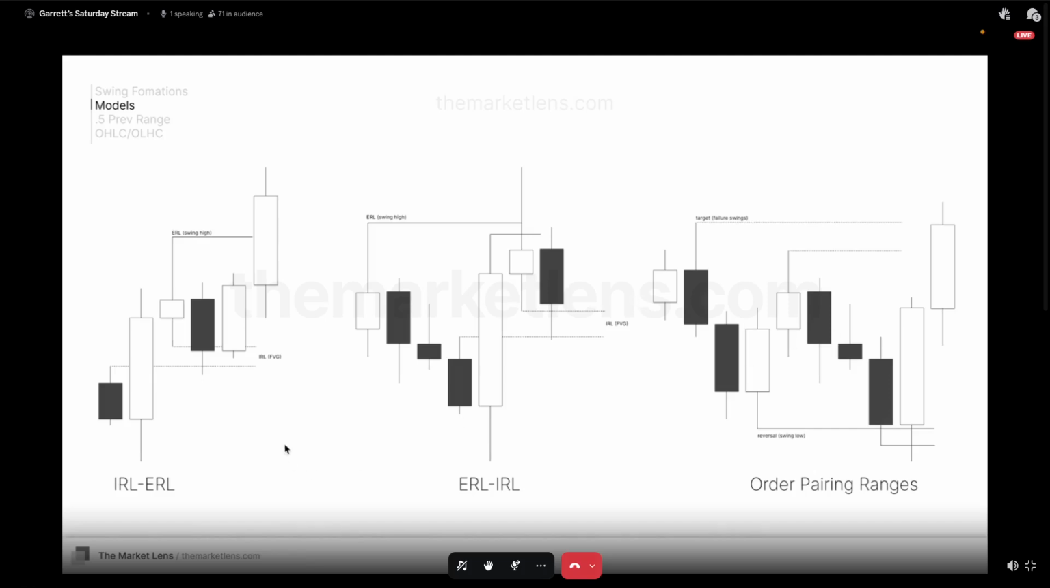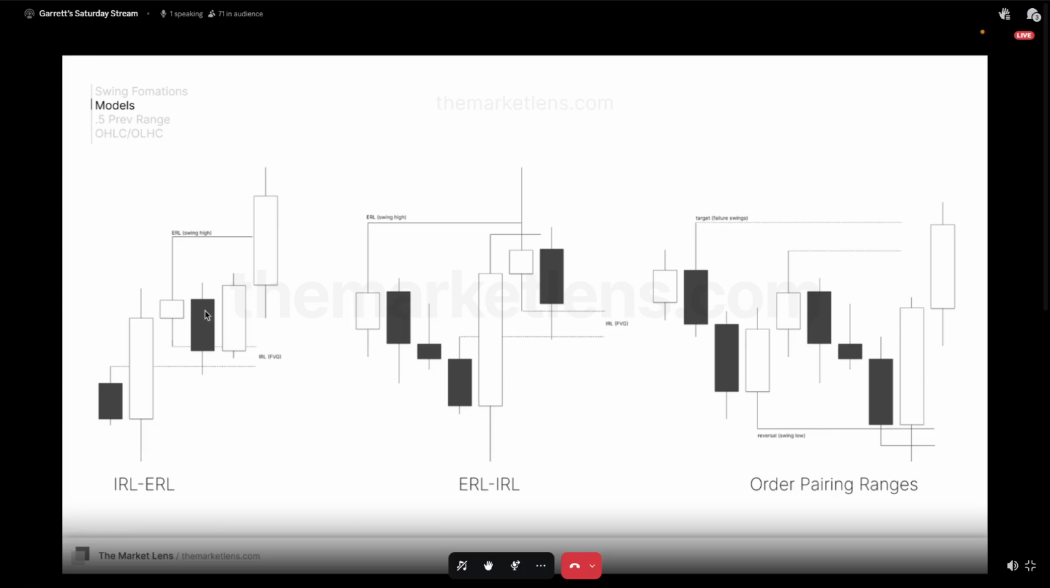So now we're going to introduce models. So these are the 3 frameworks that we use every single day on all time frames, like the daily, the 4-hour, and the 1-hour, right? So internal to external, internal being the reversal point, external being the target. External to internal, external being the reversal point, internal range being the targets. And order pairing ranges, or just manipulation and distribution to low resistance liquidity. It is a swing point or a range low as the reversal point, and the opposing side of the range or failure swings or a swing high as the targets, right?